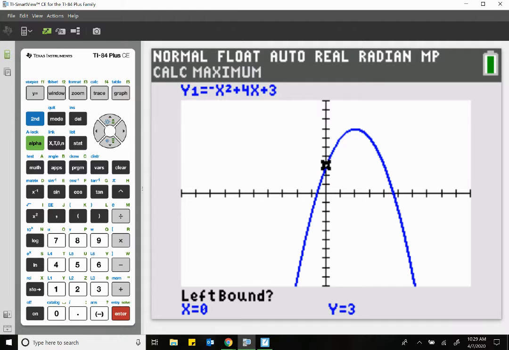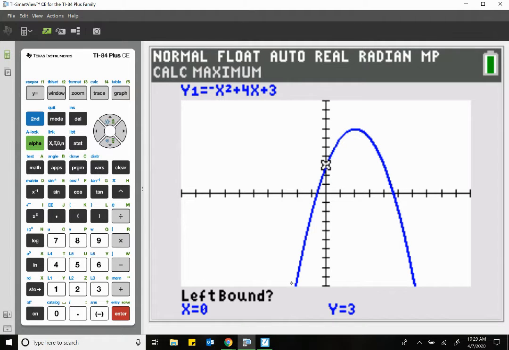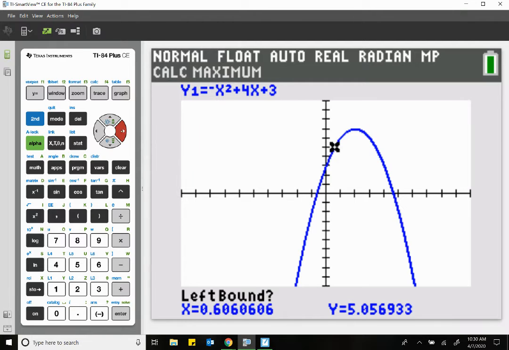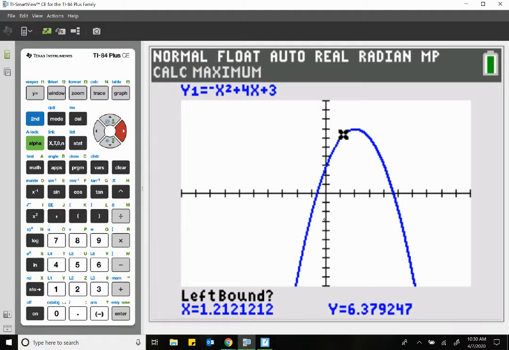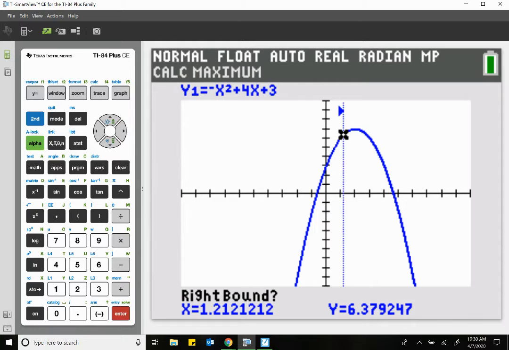And here's what you're going to do. So it's going to ask you 3 questions. The first question says left bound. That means if this is the vertex, it wants you to be on the left side of it. Okay? So left bound means be on the left side. So I'm going to scroll over a little bit. Get a little bit closer to it. So left bound, again, means be on the left side. Here's my vertex. I'm definitely on the left side of it, so hit enter.